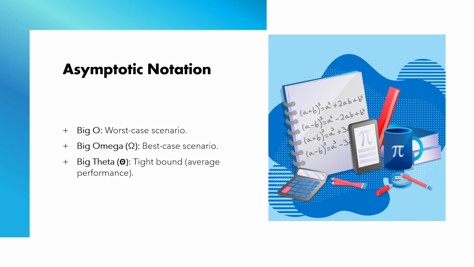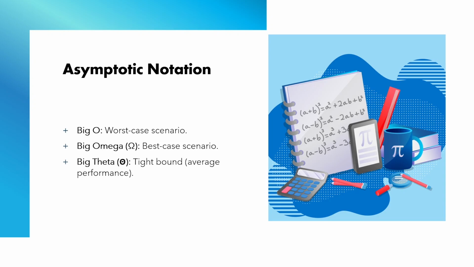These are mathematical tools that describe how the running time or performance of an algorithm changes as the size of the input increases. There are three main types of asymptotic notations. We'll have the big O, we'll have the big omega, and we'll have the big theta. The big O describes the upper bound, which is the worst case scenario. The big omega is for the lower bound, which is for the base case scenario, and the big theta provides a tight bound, which is for the average case scenario.